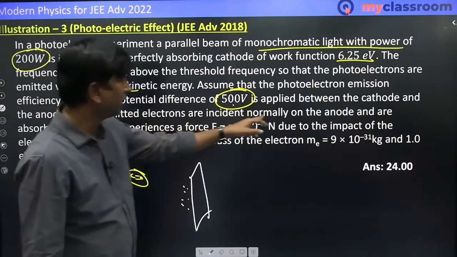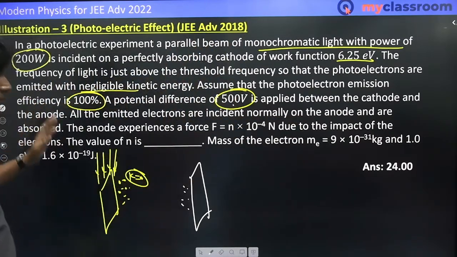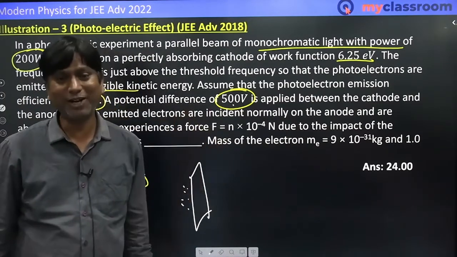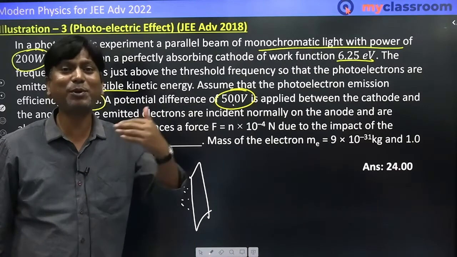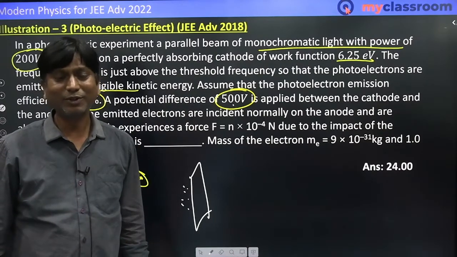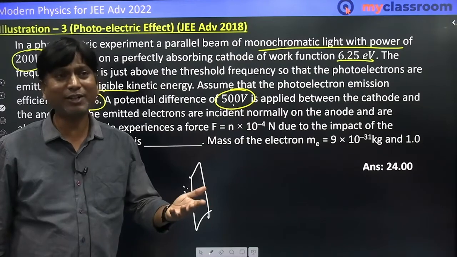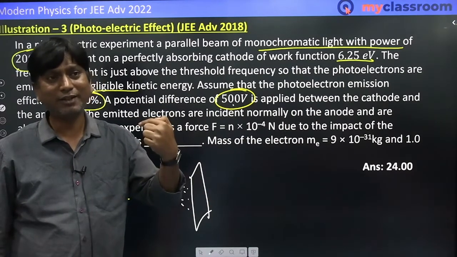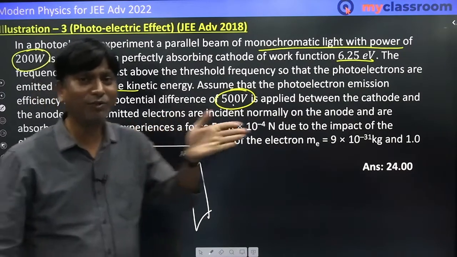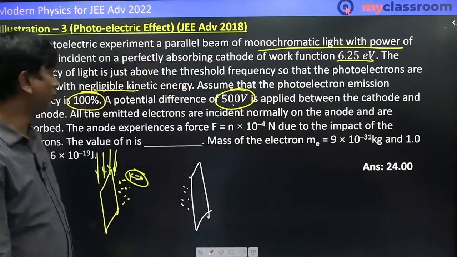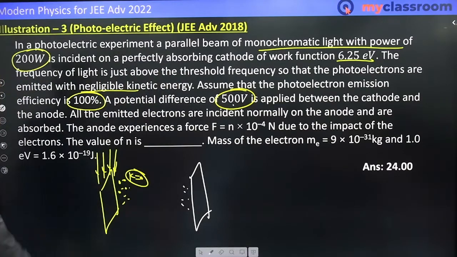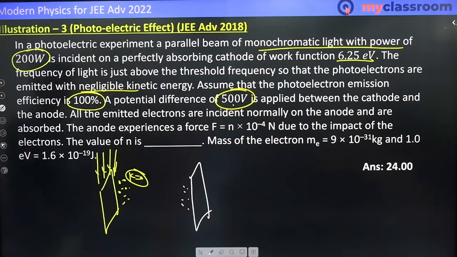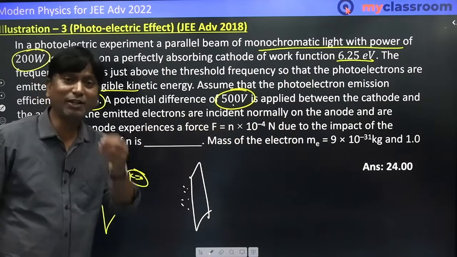All these emitted electrons are incident normally on the anode and they are perfectly absorbed. That means every electron's momentum has become zero after hitting. So there is a change in momentum of so many electrons, and the electrons are receiving some force from the anode. Whatever force the anode exerts on the electrons, the electrons also exert the same force on the anode. And that force they are asking us to calculate. The anode experiences a force due to the impact of the electrons, and we have to calculate that particular force.